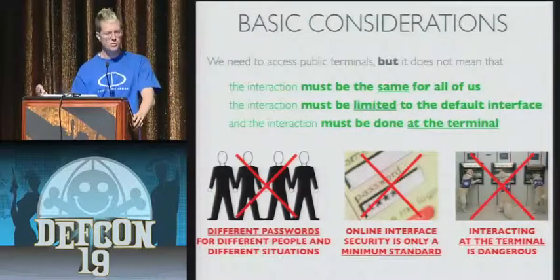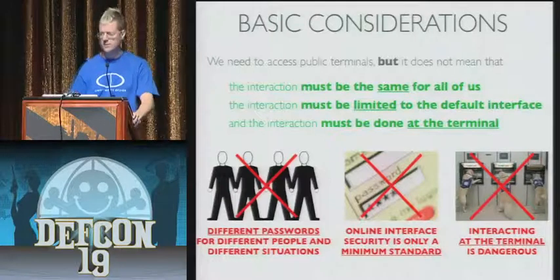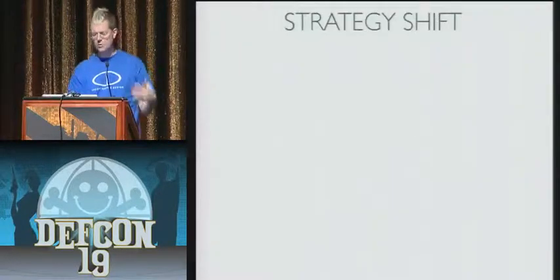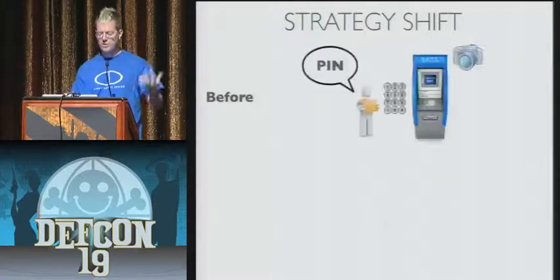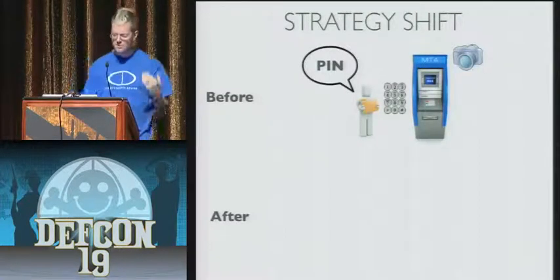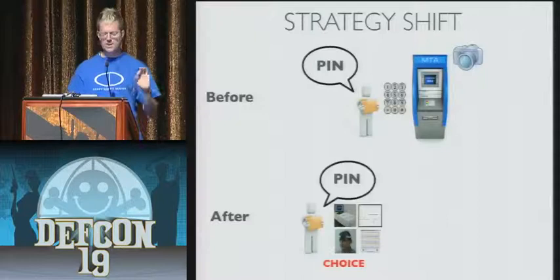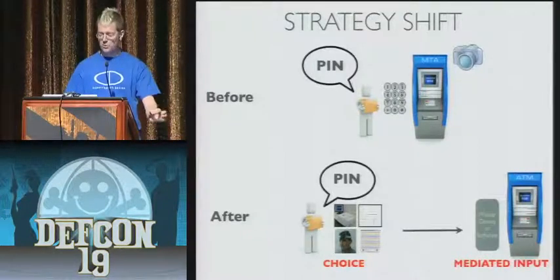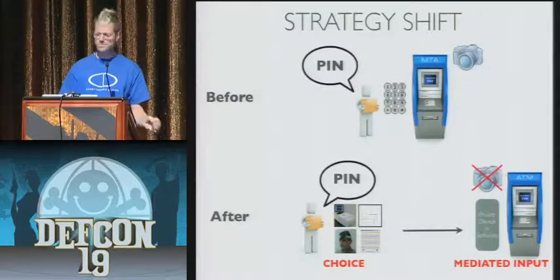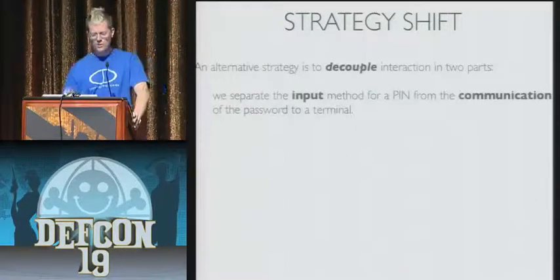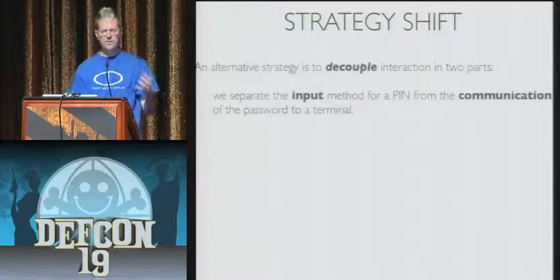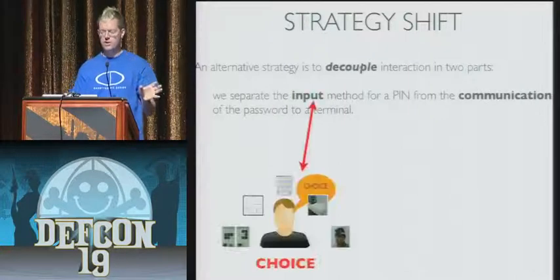Even if it's a physical terminal that you've got to use, all of that interaction doesn't have to happen there. So we want to move from a mode where everything is done one way at the terminal, subject to observation, and replace it with a way that things can be done lots of different ways. The input is mediated at the terminal in an observation-resistant fashion. So, in other words, to decouple the interaction, to separate the input method from the communication to the terminal.